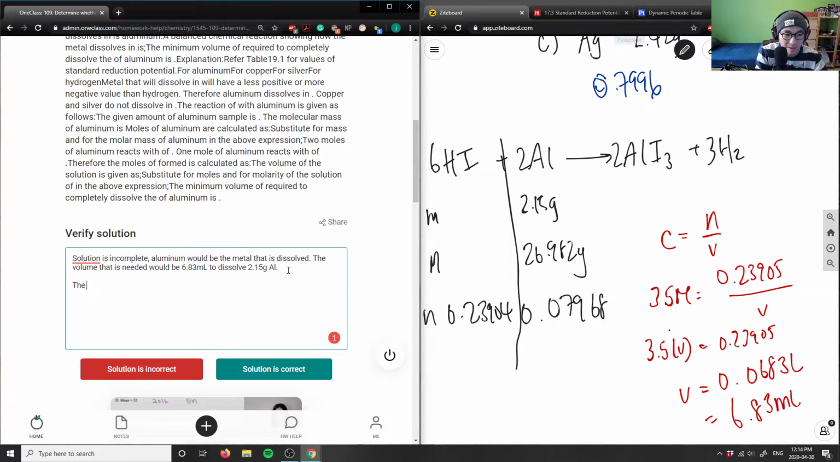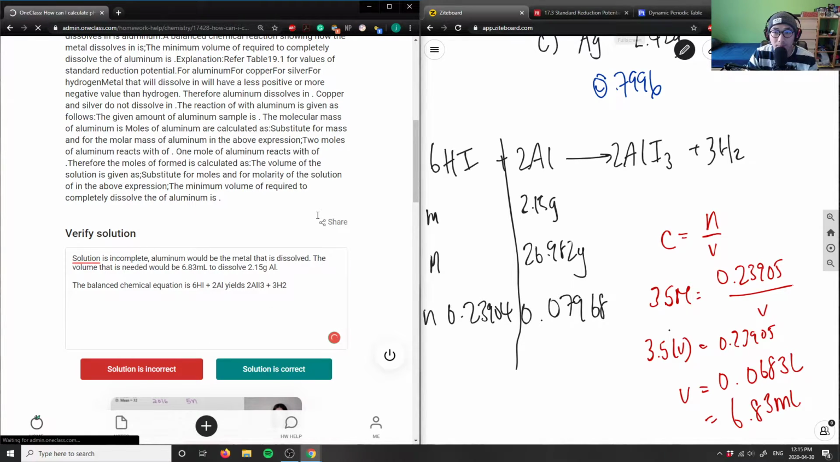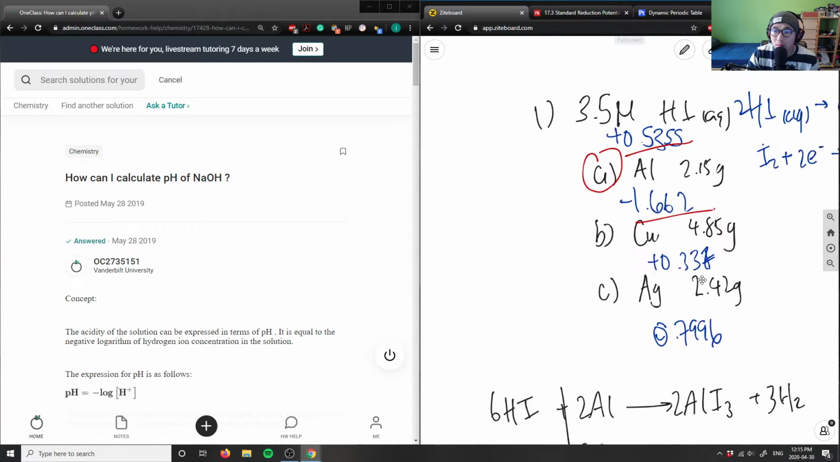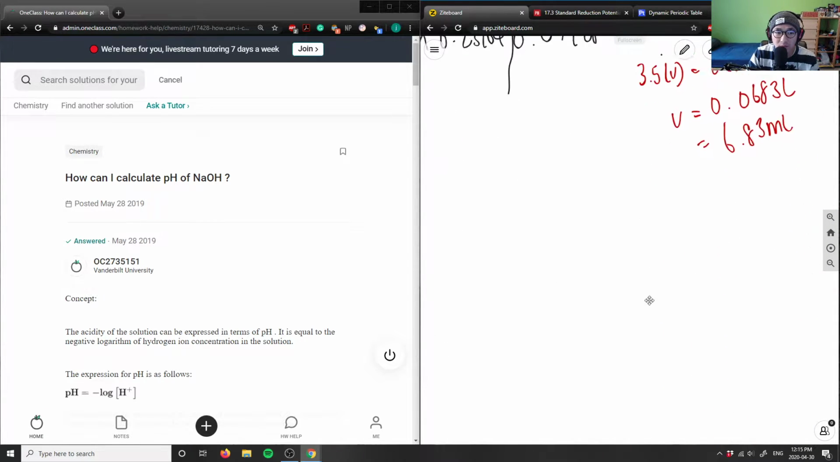And then I'll write here, the balanced chemical equation is 6HI plus 2Al yields 2AlI3 plus 3H2. So this here would be my balanced chemical equation. So the solution here, I'm going to write incorrect because it's an incomplete solution. All right, so that's number 1. This here is number 2.